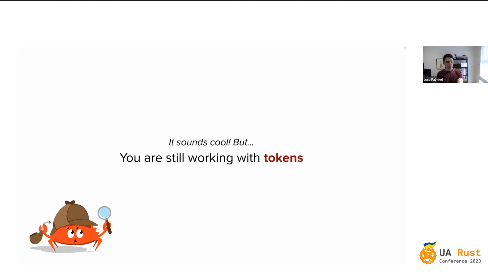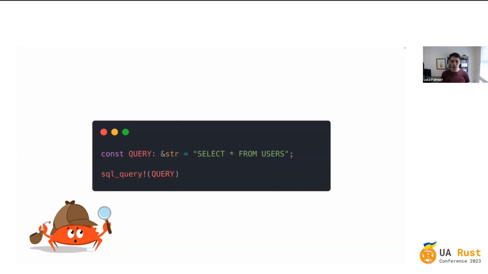Now, all of this sounds very cool, but what you need to remember, and this is the important part, is that you're working with tokens. And what does this mean? Let's assume that you have a SQL_query procedural macro that does some funky things with your query. Now, we refactor the invocation, and instead of passing to SQL_query the actual query, so select star from users, we assign that to a constant, and then we pass the constant to the macro. Well, we just broke it, because the macro can't resolve the query token. For the macro, it just got as input a query token. It has no way to know that query is a constant, and that constant is associated to select star from users.